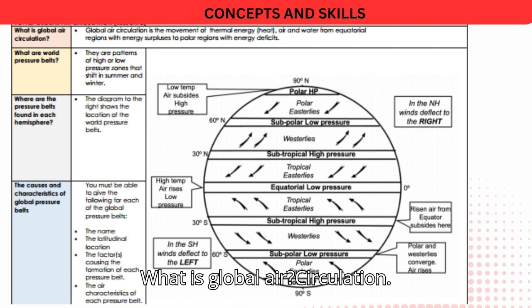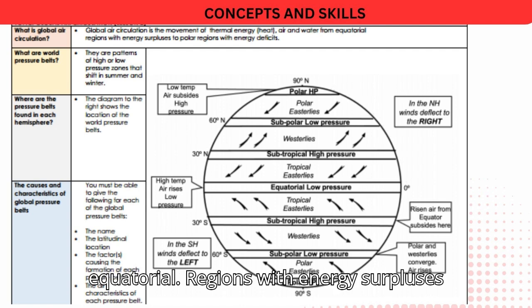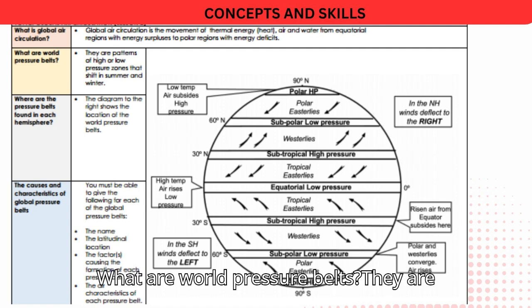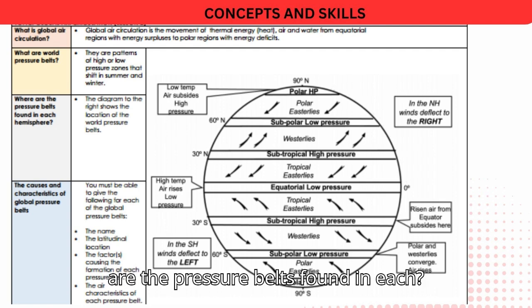What is global air circulation? Global air circulation is the movement of thermal energy, heat, air and water from equatorial regions with energy surpluses to polar regions with energy deficits. What are world pressure belts? They are patterns of high or low pressure zones that shift in summer and winter. Where are the pressure belts found in each hemisphere?